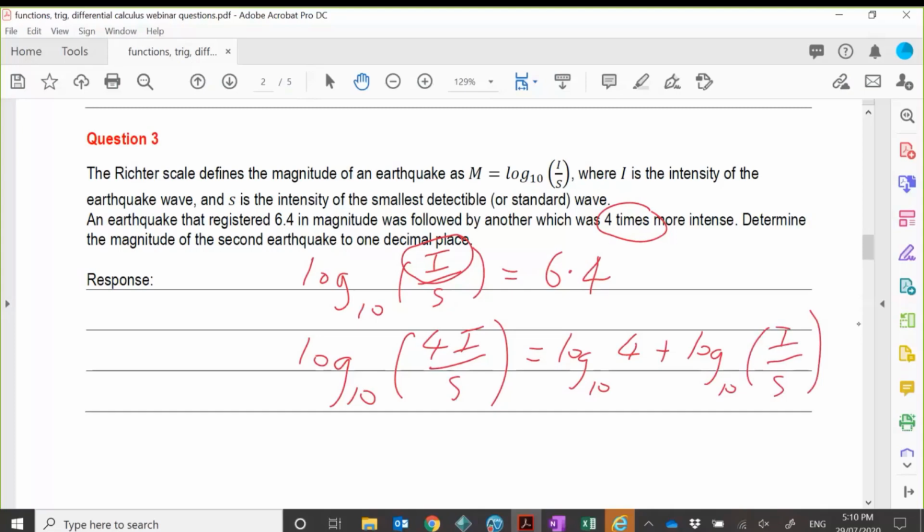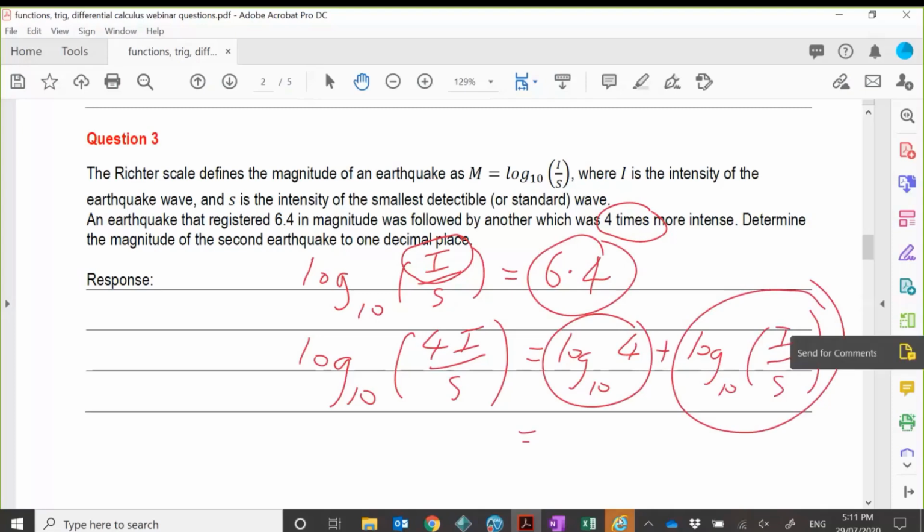And so what you've done is you've used your log law that when you're adding logs with the same base, you're multiplying them. And now here's where you can use your calculator. We need to work out what log 10(4) is. We know what log 10 I over S is. That's our 6.4. We've been given that. So on your calculator, log 10(4).